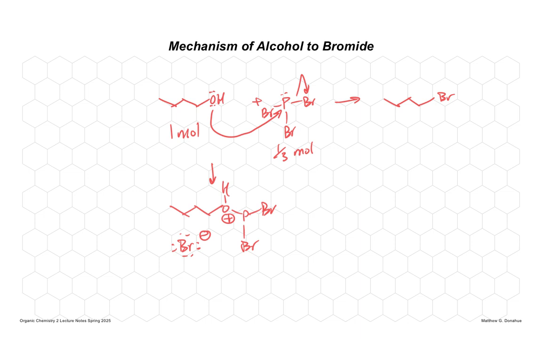And now we've transformed the oxygen into a good leaving group. So bromine attacks that carbon, we cleave the CO bond, and that species can react 2 more times.